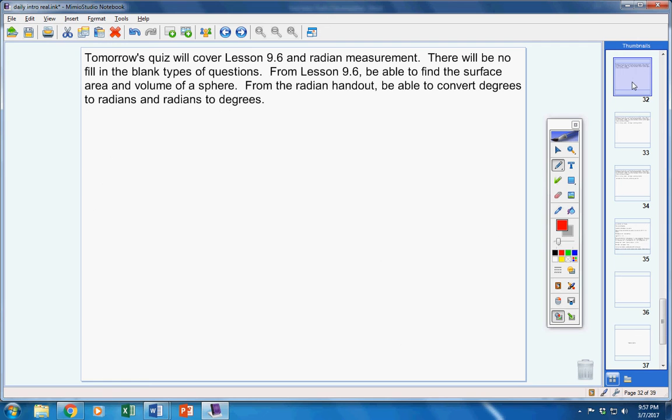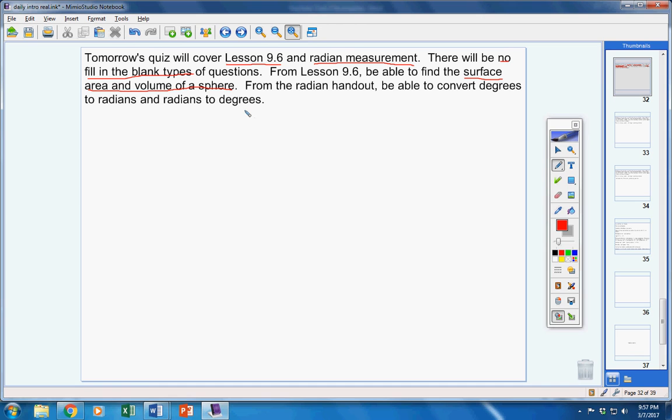Now, tomorrow's quiz, here it is. Write this down. We'll cover lesson 9.6 and radian measurement. There will be no fill-in-the-blanks, none. So, from lesson 9.6, be able to find the surface area and volume of a sphere. So that's two formulas you need to know, all right? From the radian handout, be able to convert degrees to radians and radians to degrees.